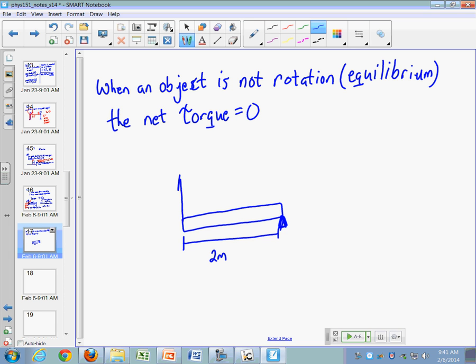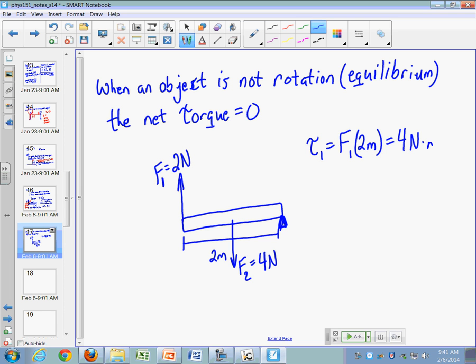Let's say that I have a force here, I'll call this F1, equal to 2 newtons. And then over here, I have a force in this direction, which I'll call F2, equal to 4 newtons. Now, is that object going to move or not? We want to see what is the net torque. I can calculate the magnitudes for these torques. Torque 1 is going to equal F1 times 2 meters, which is 2 times 2, which is 4 newton meters.